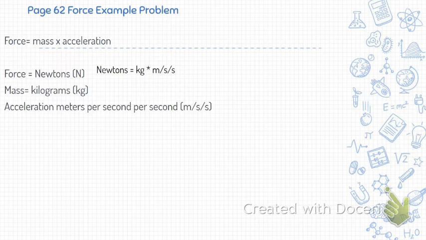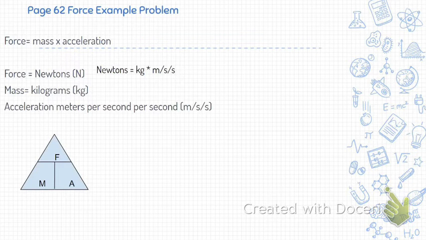When you look at how newtons are broken down, it's important that you note that you can break newtons down into kilograms times meters per second per second, and that's because you're multiplying mass by acceleration. When you are giving the force unit, when you're solving for a force, you can write the capital N, or you can write kilograms times meters per second per second. Both would be acceptable.